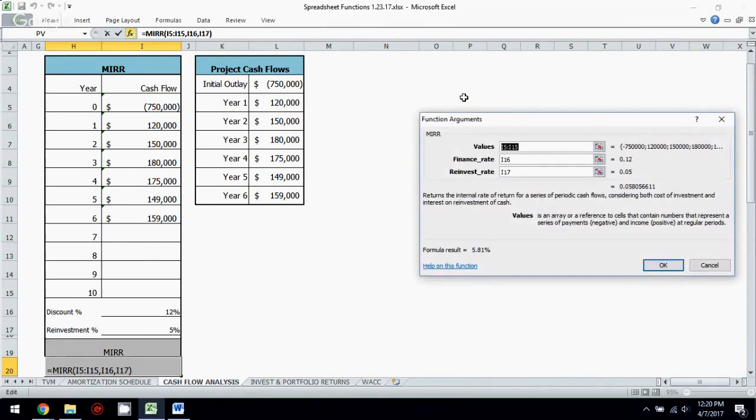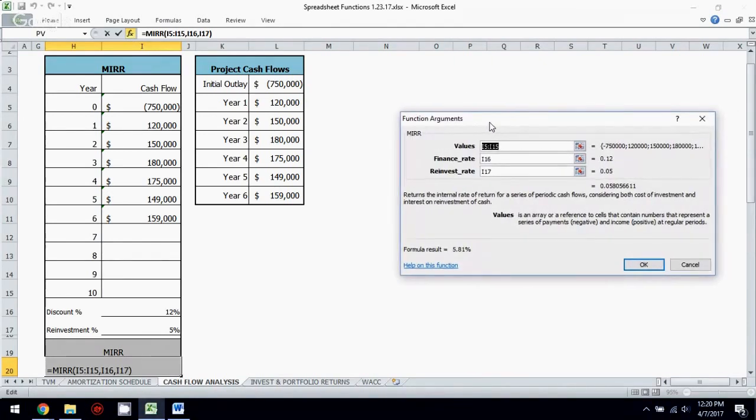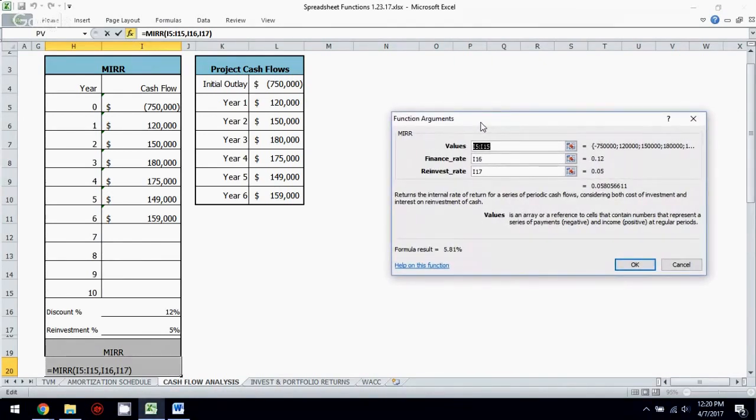You can see now that the values are just listed in the order in which they enter the business. So the cash outlay is first, and then we have the cash inflows for the rest of the years. You state the finance rate, which is your hurdle or required rate of return, and then you state the reinvestment rate, and that's really it. Excel will do the rest of the work for you.